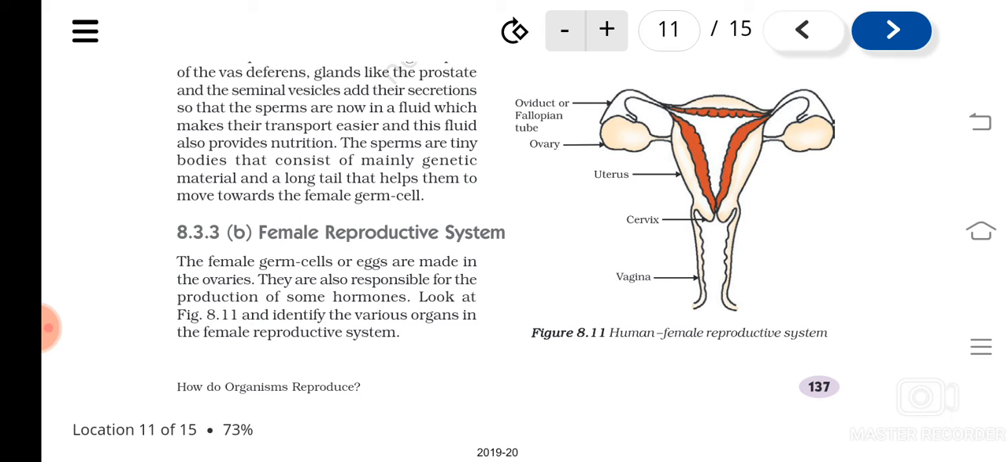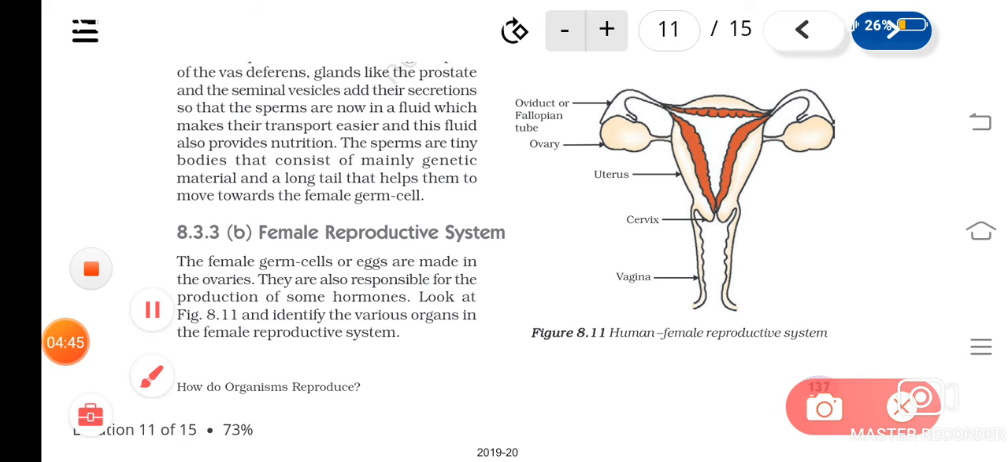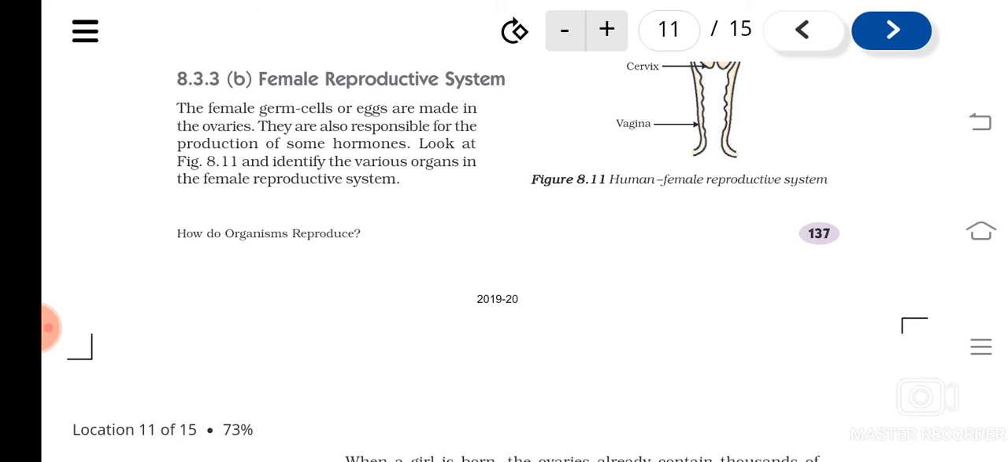There is a pair of ovaries, so 2 ovaries are there. Then 2 oviducts are there, which are just in contact with the ovaries; they are not actually touching each other, but are placed near the ovaries. You can see that from both sides they will be attached to the uterus. Then you can see a cervix and then a vagina. So these are the parts of the female reproductive system. Let's see what the functions of each of them are.